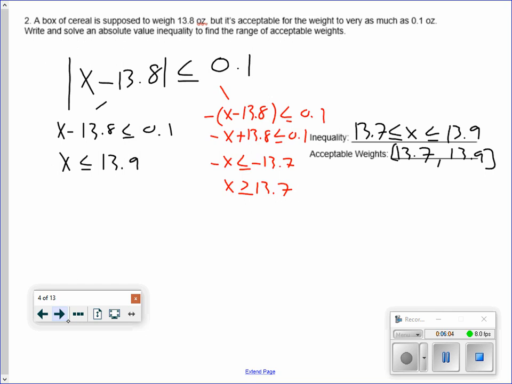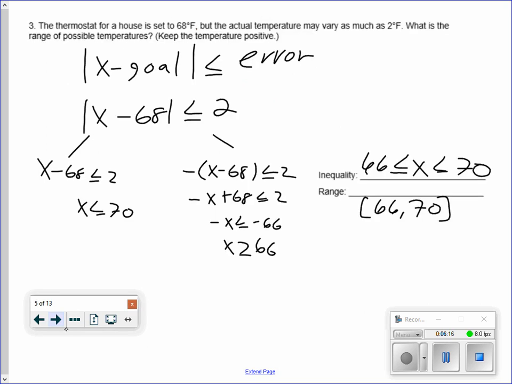All right. So you're going to try 3 through 5. Just go ahead and pause the video and try them out. Try one more time, but we're going to keep going. Problem 3, this is what you should have got.